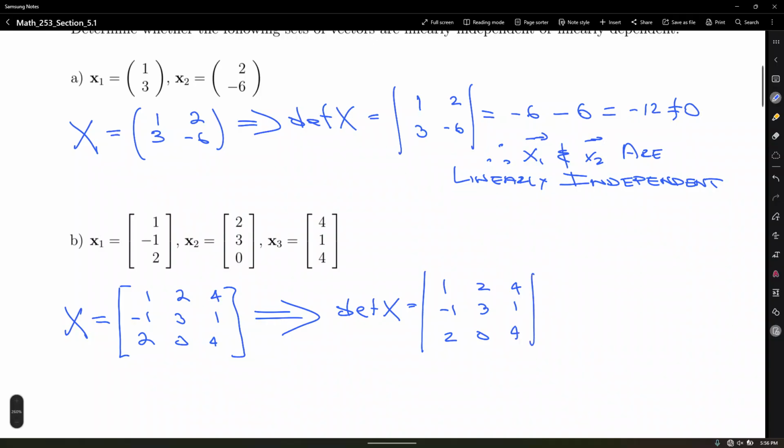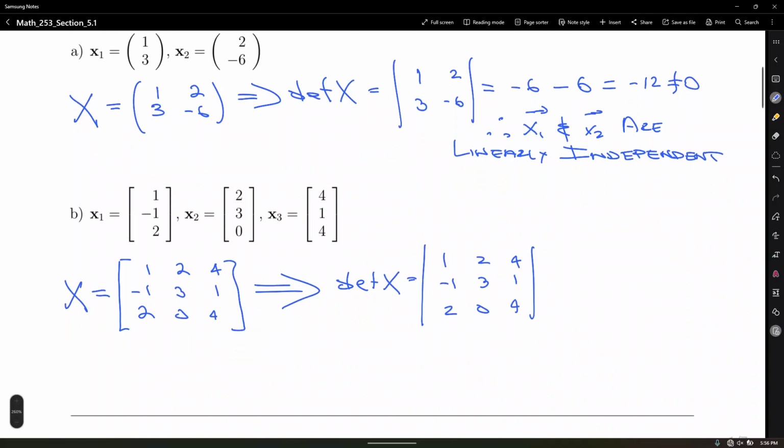Here we go. I'm going to use Sarrus' rule for this one, right? I mean, if you want to use expansion by cofactors and minors, okay, go for it. That's fine, as long as you get the same results. Let me repeat the first two columns: 1, negative 1, 2, and 2, 3, 0. What is that equal to?